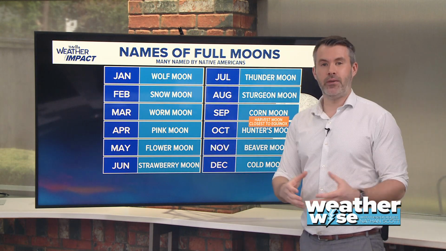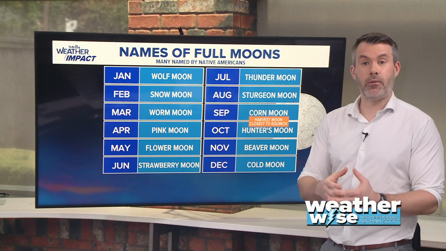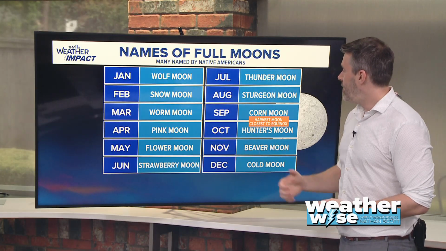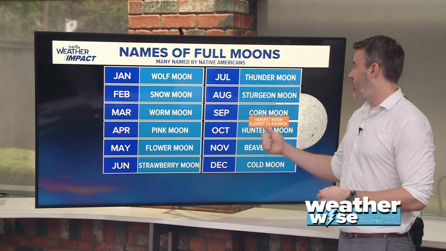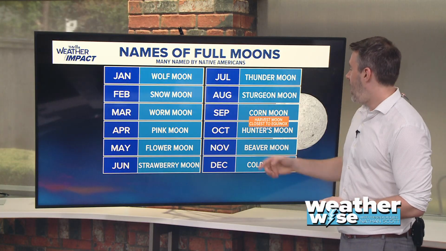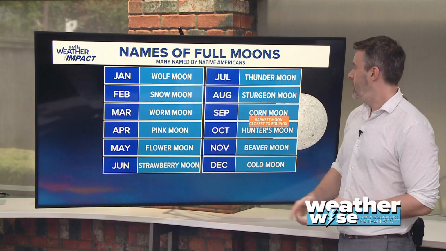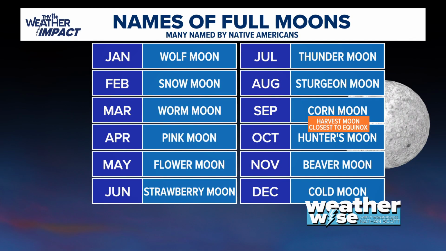Then April, you have what's known as the pink moon. That's because the flower phlox would be blooming. By this time of year, in the fall, we're talking about the corn moon in September, and then October is known as the hunter's moon. But we also have something known as the harvest moon. The harvest moon is when a full moon occurs closest to the autumnal equinox. It wasn't the corn moon this year, so therefore the hunter's moon will be known as the harvest moon this year.